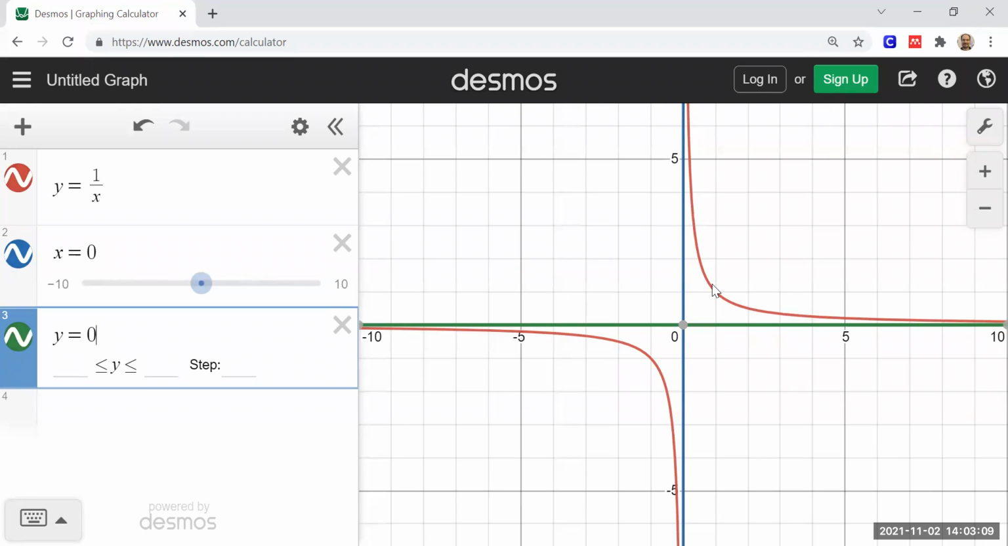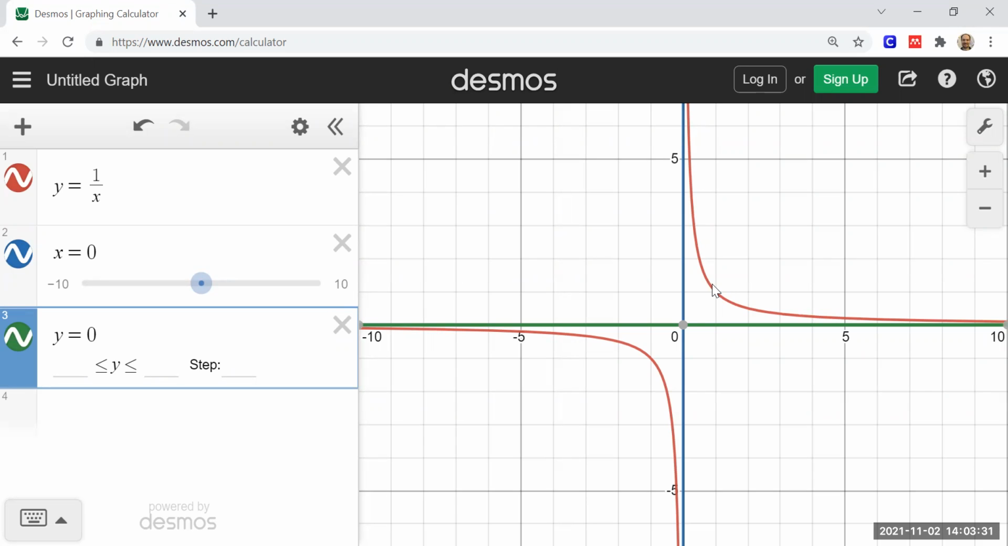What's 1 divided by 0.1? It's 10. What's 1 divided by 0.01? It's 100.